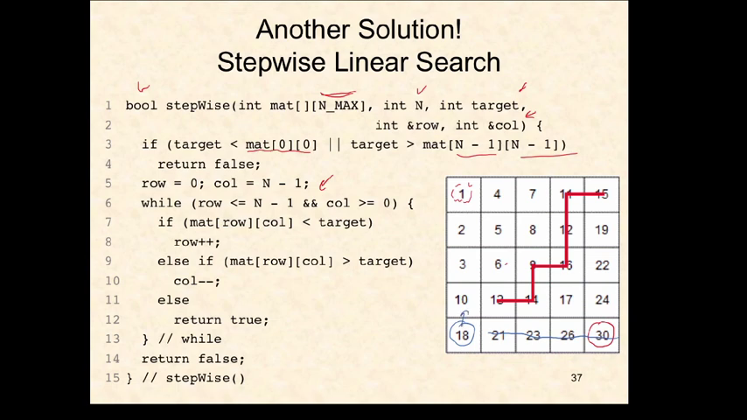I find a 10. Well, that's not the 13 I'm looking for, but everything above that 10 is too small. We can eliminate that column. I've got to go right. Hey, look at that. I found the 13 I'm looking for. So that works. The code starts in the upper right.